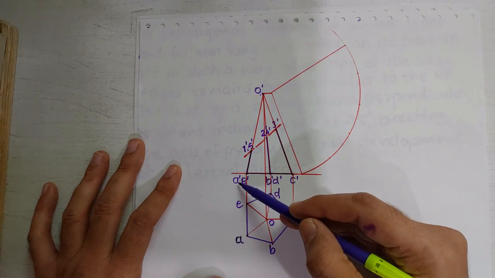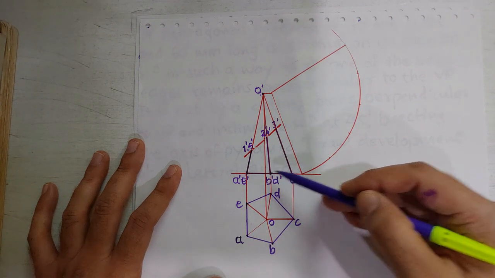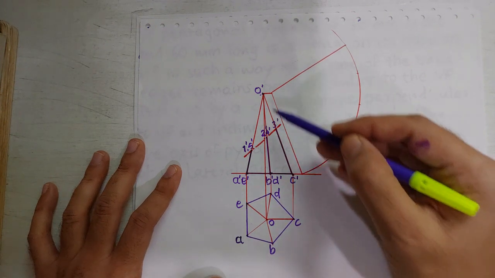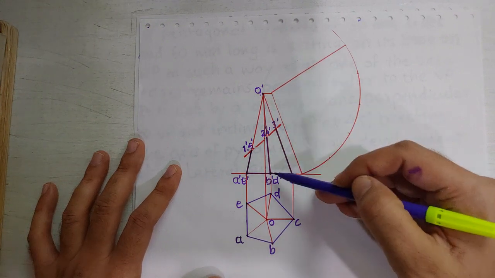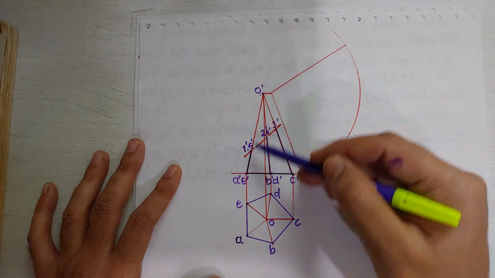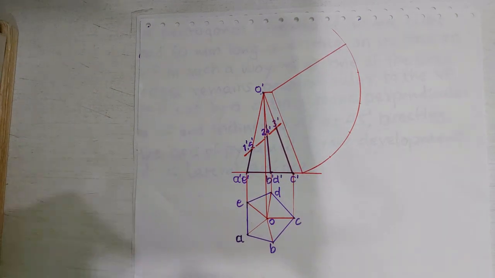So as we can see, this is A prime, E prime, this is B prime and D prime, and this is C prime. So once we locate the apex O prime, we will connect that point to all these 3 points, and that would give us the front view of the pyramid, everything with thin lines.